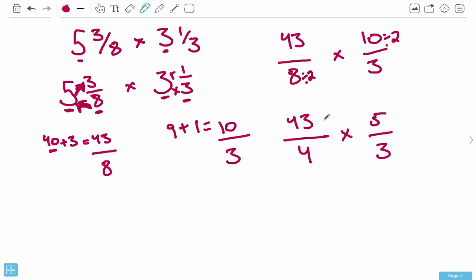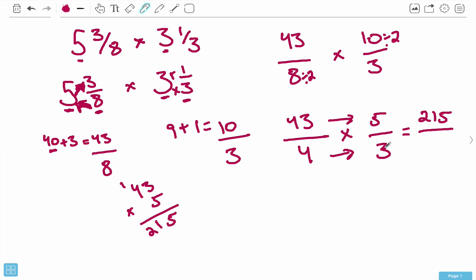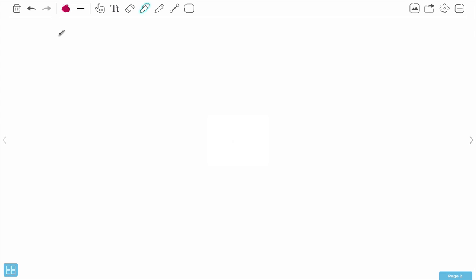And then, just like we did with the addition, you're just going to go straight across. So 43 times 5, we can work that out over here if you want. 5 times 3 is 15, carry the 1. 5 times 4 is 20 plus 1 is 21, so 215. So 43 times 5 equals 215 over 4 times 3 is 12. So now we have 215 over 12. Let's go over to the next page where we have a little more room. 215 over 12 is our answer.